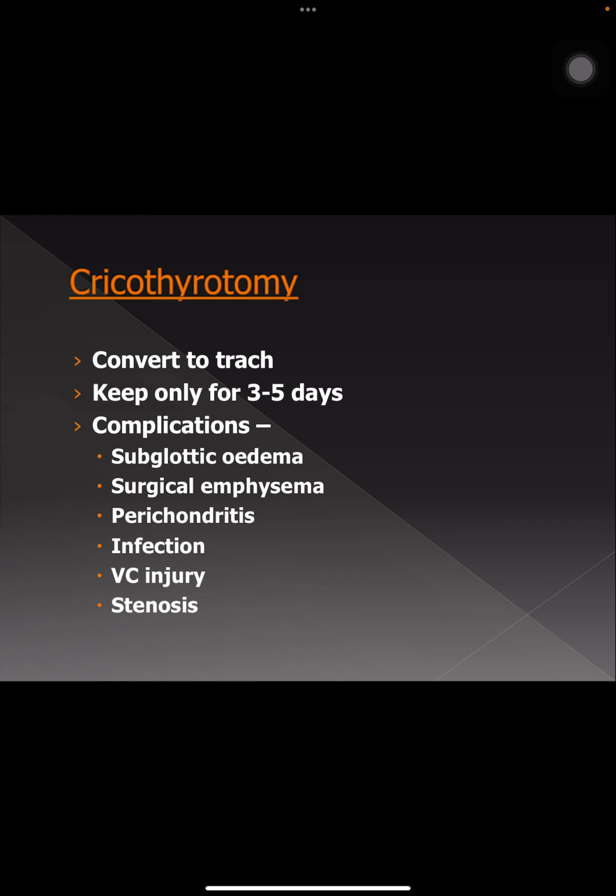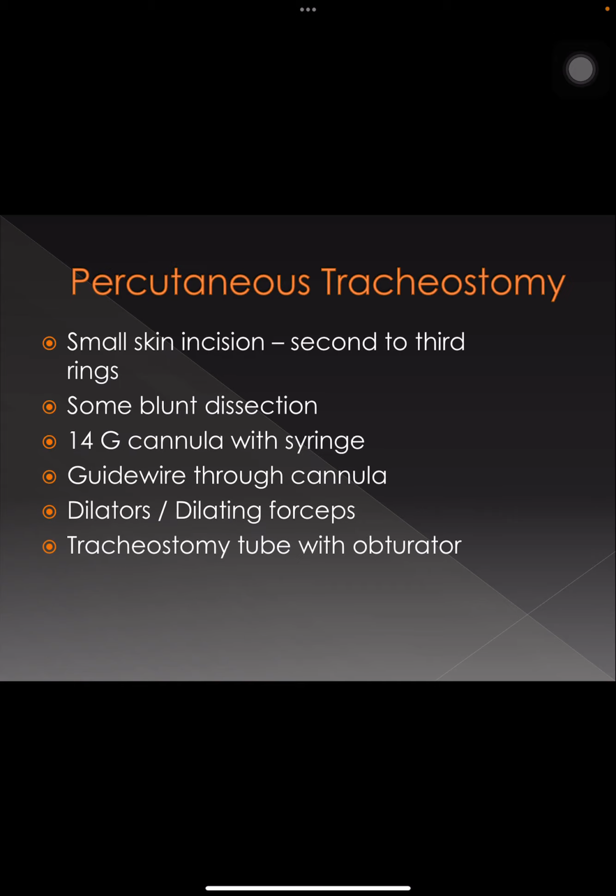So cricothyrotomy, as I said earlier, is an emergency procedure because it is way easier to carry out than a tracheostomy. But this has to be converted to a tracheostomy because this can only be kept in place for 3 to 5 days. The complications of cricothyrotomy include subglottic edema, surgical emphysema, perichondritis, infection, vocal cord injury, and stenosis.